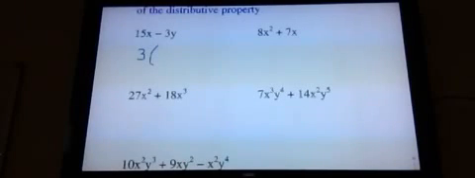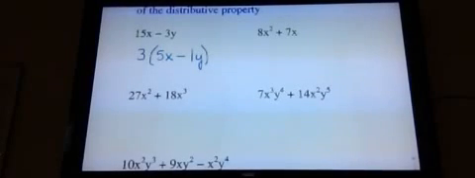Then my parentheses. Whatever you take out in front gets divided in. So 3 divided into 15 is 5. My x comes down. My sign doesn't change. It stays minus. 3 divided into 3 is 1. And my y comes down. The 1 would not have to be there, but it certainly can be there.